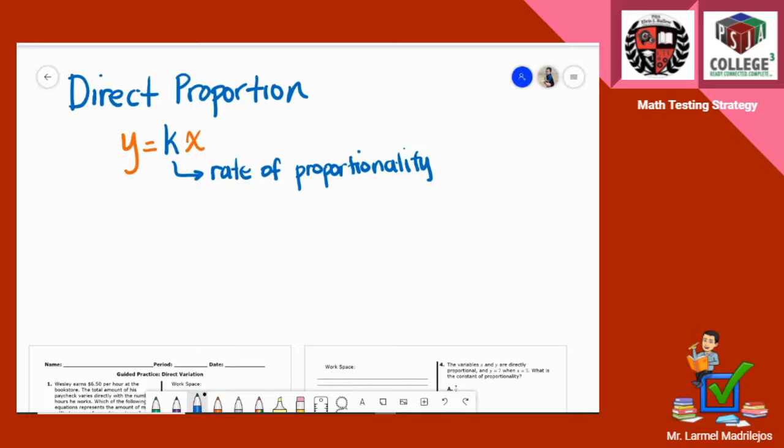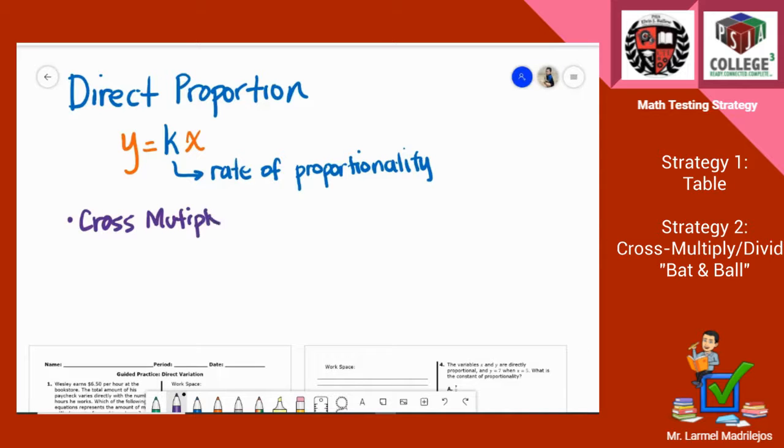Now, there are two strategies that we apply in this topic here. The first strategy is the cross multiply, then divide. That's the first strategy. Undo. Divide.